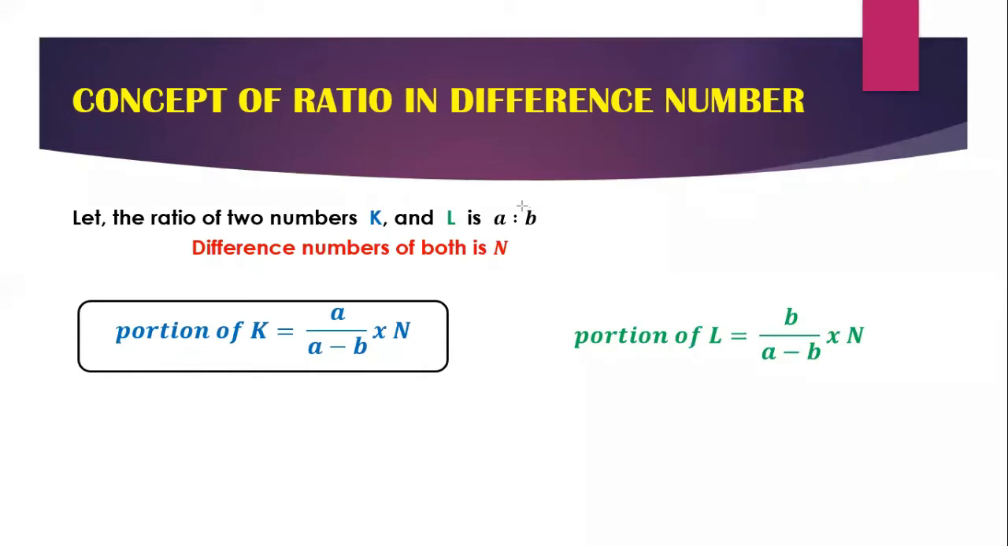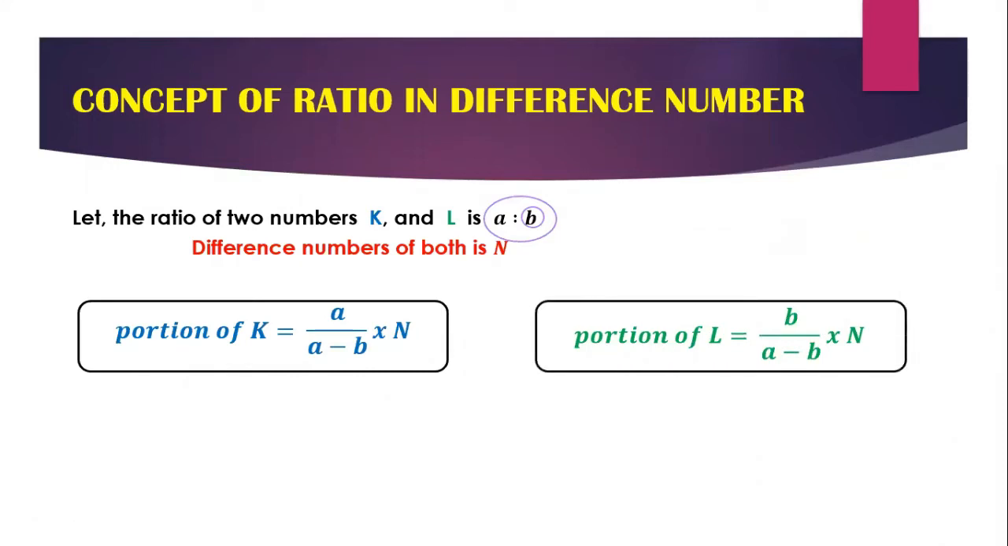Students, B is the ratio of L, right? So the portion of L is B over A minus B times N. Once again, B over A minus B times N. That's the portion of L. Is it clear to you?